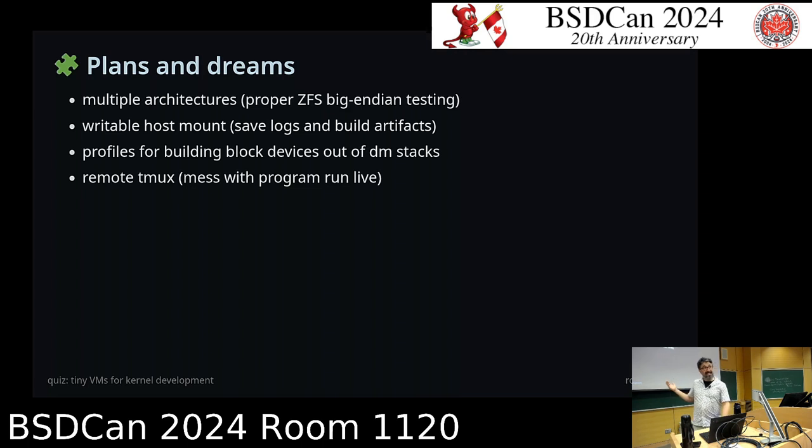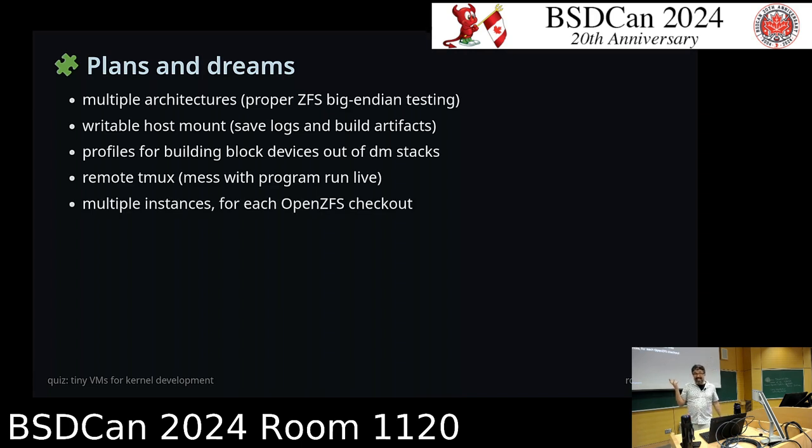I want to put tmux inside it. One shell that's a console is kind of a pain in the ass. I want to be able to have a tmux server inside that I can then connect to and run multiple shells, and then I can inspect my program while it's running rather than backgrounding it and dealing with the mess of output.